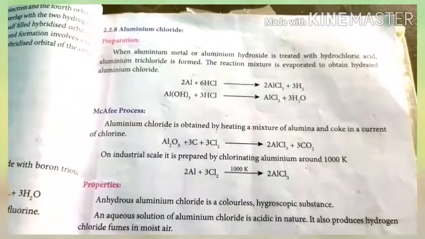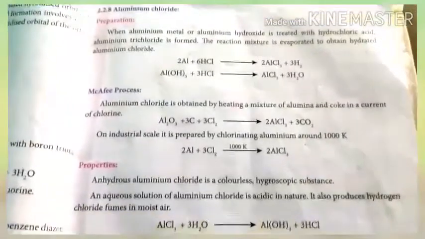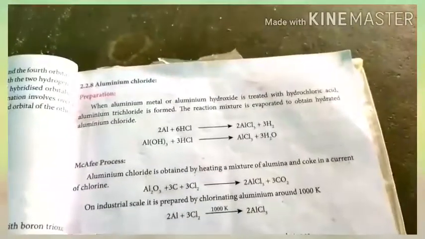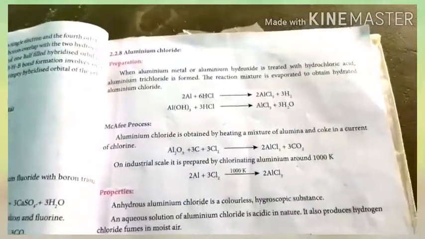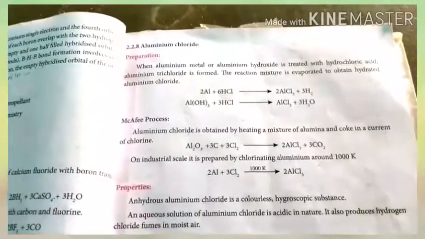Good morning, students. Last class we discussed boron compounds like borax, boric acid, diborane and boron trifluoride, and their preparation, reactions and uses. Now we are moving on to another group element, aluminium, and its compounds.